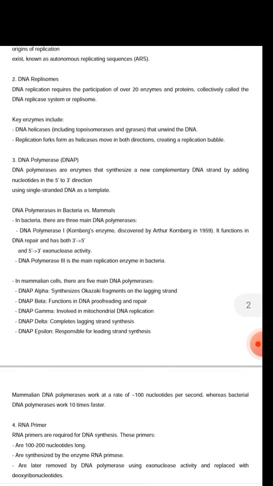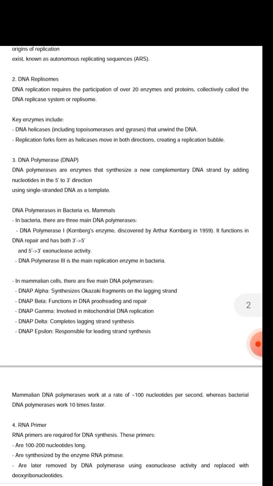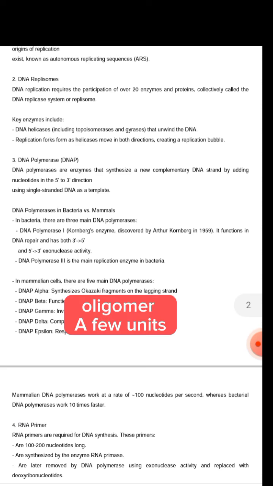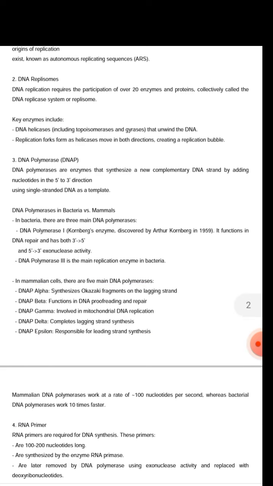So these DNA polymerases, when we say polymer, a polymer is like a giant molecule that is formed from monomers. Mono means one, right? Di means two. So if I say monomer, I mean 1 unit. But if I say dimer, I mean 2 units. If I say oligomer, I mean a few units. And if I say polymer, I mean many units. So when you hear polymer, it means that you are forming a giant molecule from the monomeric units.